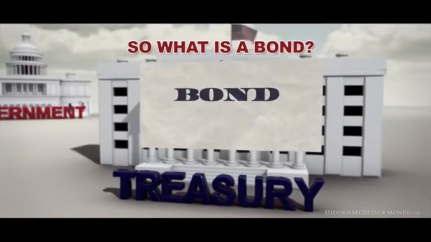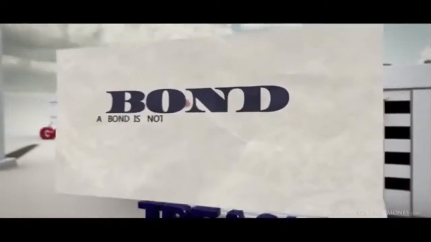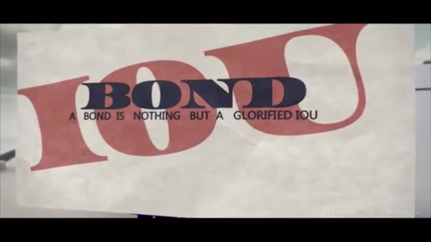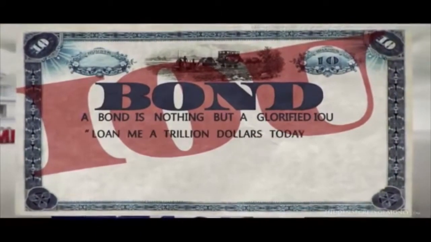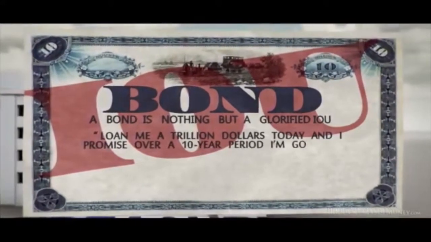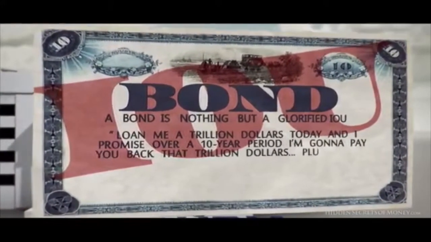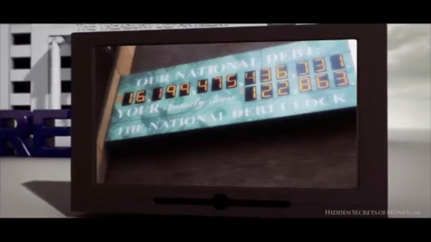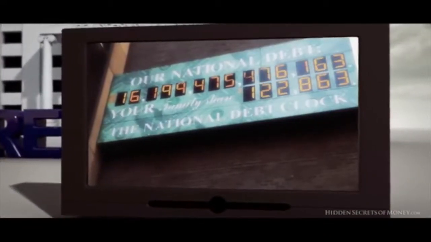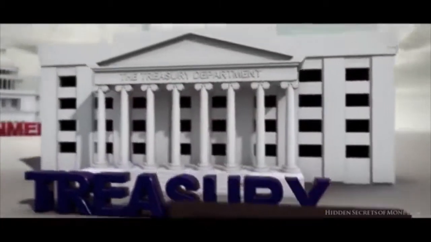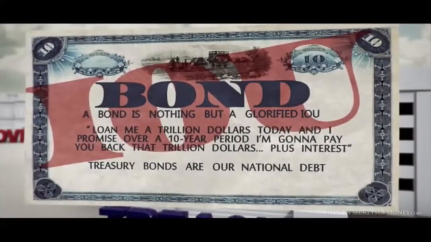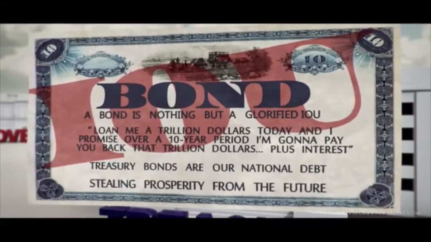So what's a bond? If you think about it, a bond is really nothing but a glorified IOU. It's a pretty piece of paper with numbers printed on it that says, "Loan me $1 trillion today, and I promise over a 10-year period I'm going to pay you back that $1 trillion plus interest." But what you need to understand is that Treasury bonds are our national debt. These glorified IOUs are to be paid back by you and I and our descendants through future taxation. Therefore, when the government issues a bond, it steals prosperity out of the future so that it can spend it today.